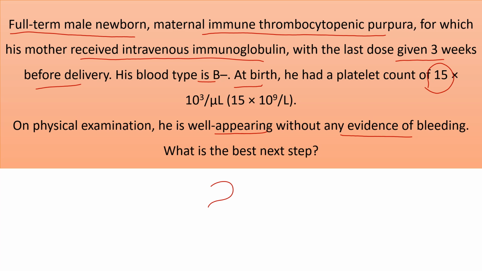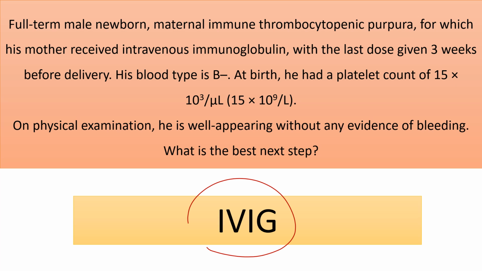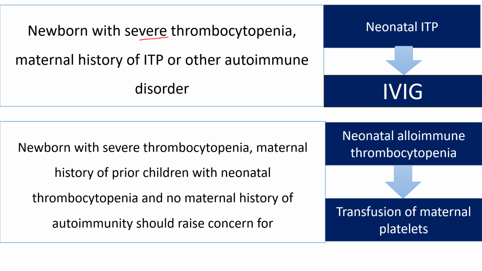What is the best next step? To give the newborn IVIG. Newborn with severe thrombocytopenia and maternal history of ITP or any other autoimmune disorder. This is neonatal ITP and the treatment is IVIG.